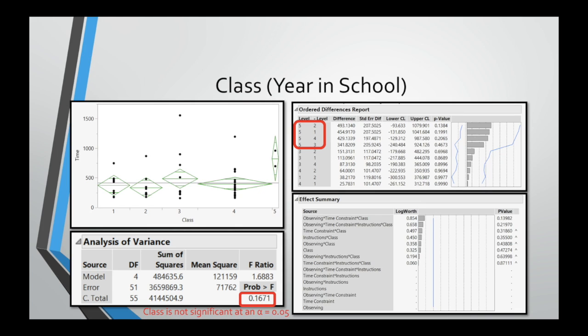We also did a 2 to the 4 full factorial analysis of observing, time constraint, instructions, and class. None of the main effects or interactions were significant. The three-way interaction between observing, time constraint, and class were closest to being significant at a p-value of 0.13982. This may relate to what we saw on the previous slide, where the interaction between observing and time constraint were closest to being significant.